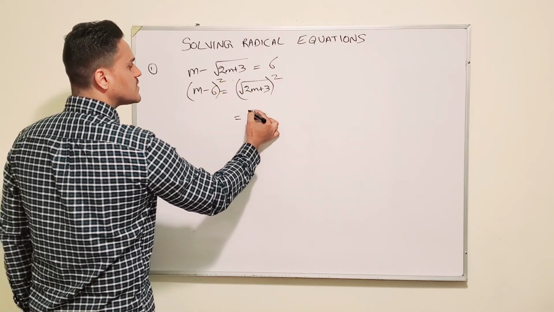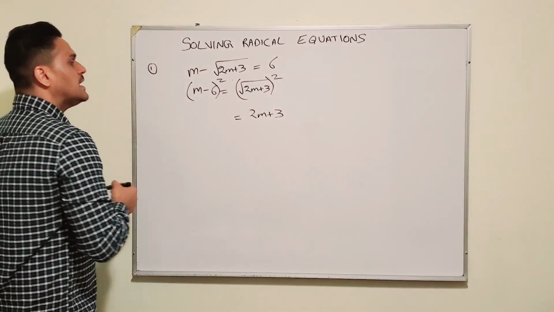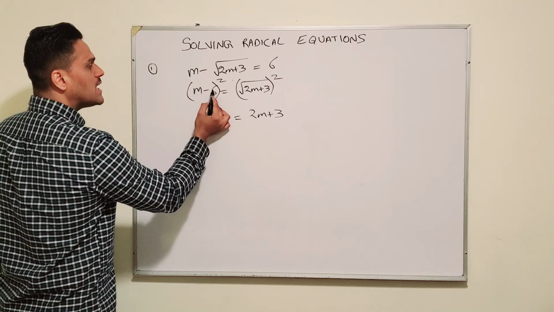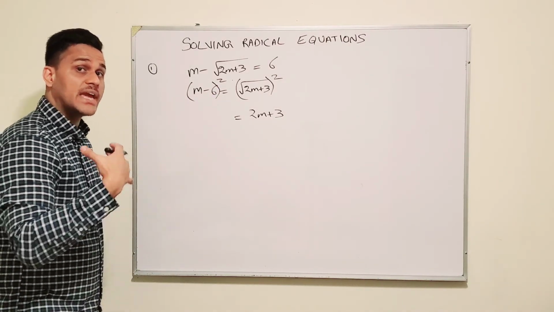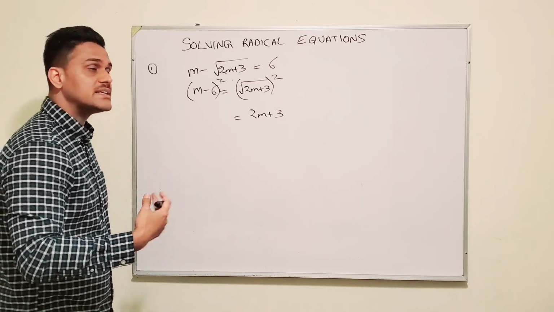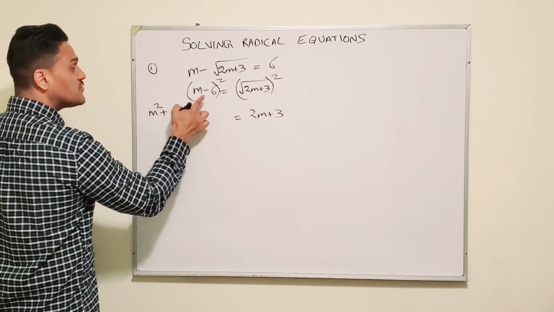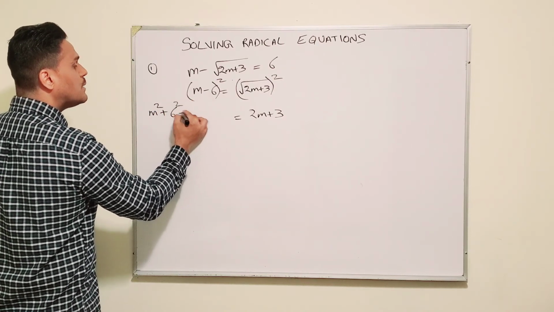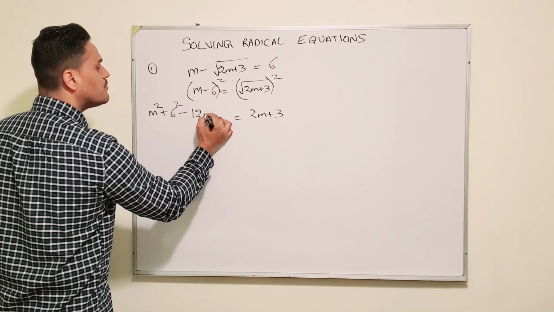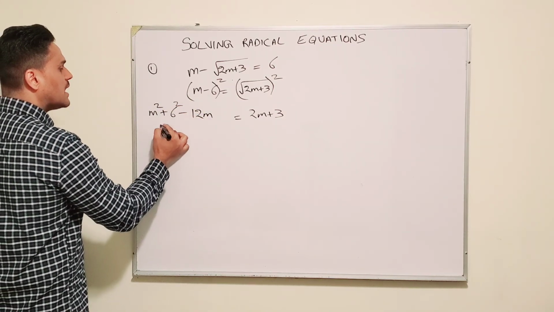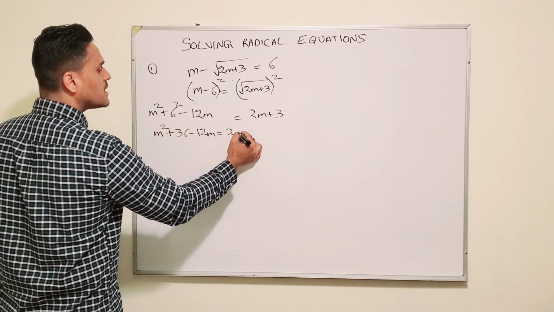Now this one's easy. This is just going to be 2m plus 3 because the square root is going to cancel with the square. And this is in the form of a minus b whole square. Now guys, if you remember the formula, a minus b whole square is a square plus b square minus 2ab. So it's going to be m square plus b square, which is 6 square, minus 2 times a times b, which is minus 12m. So this is just going to be m square plus 36 minus 12m is equal to 2m plus 3.